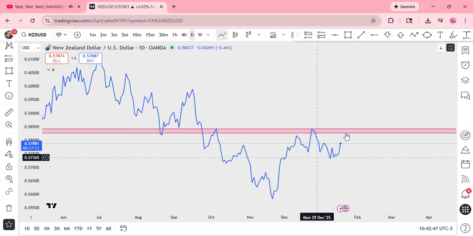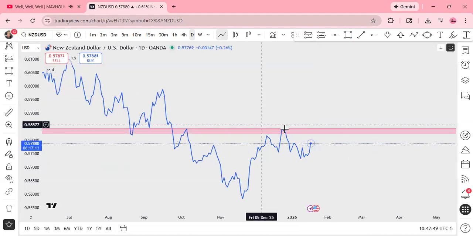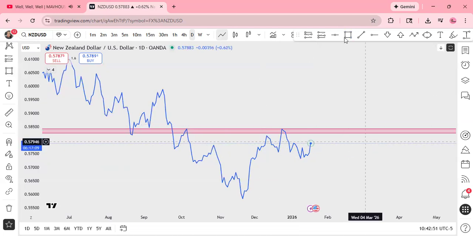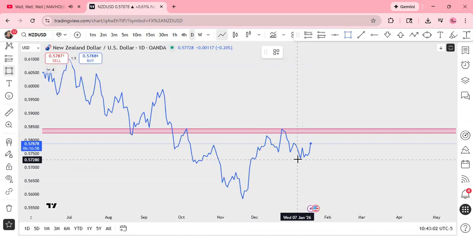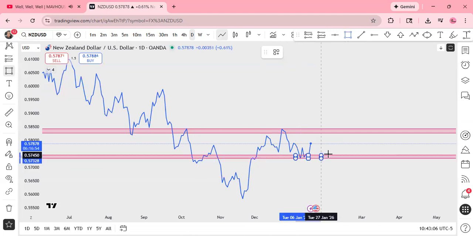So that is going to be our level of resistance. We're going to mark our level of support now, which is where your buys are likely to take place. I'm going to mark that here.